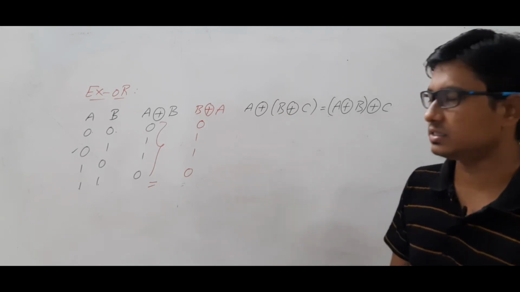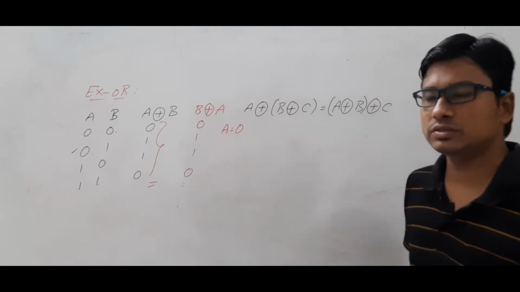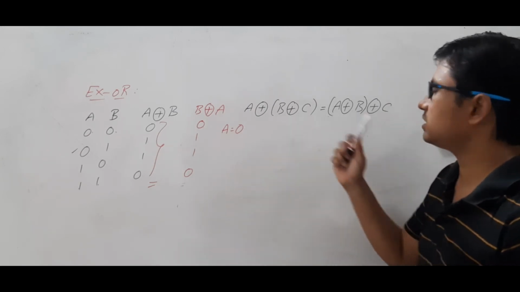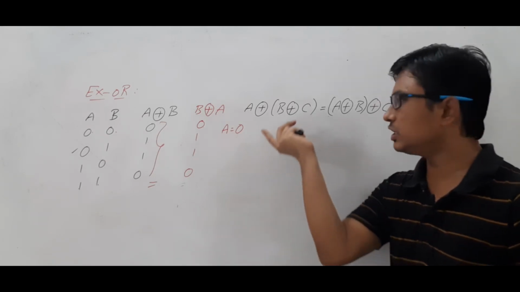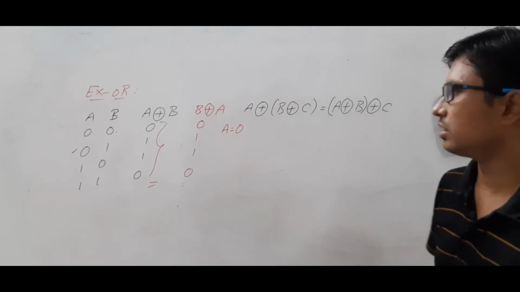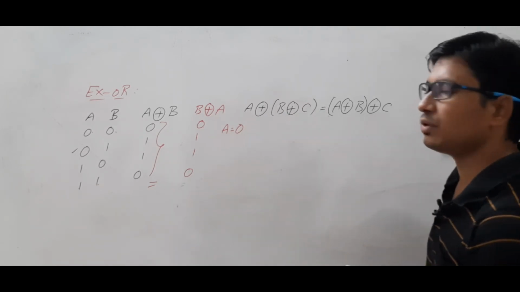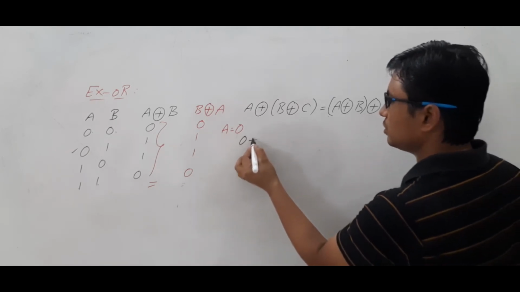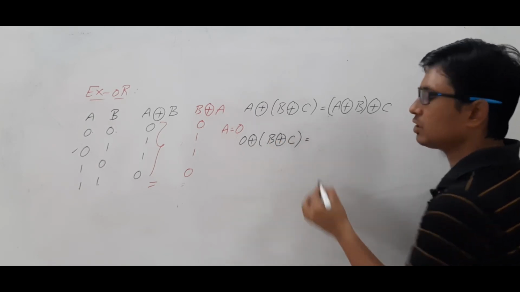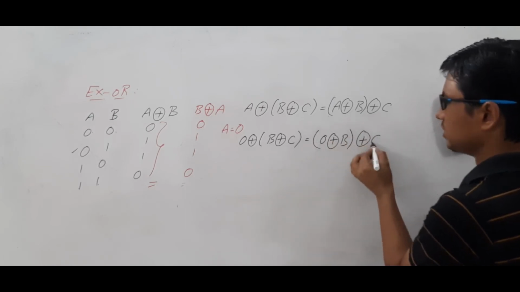Otherwise, what we have done is that we have substituted some value. Let's take that I am substituting A value equal to 0 and I simplify this equation. If I simplify this equation, I can reduce it into two binary variables. Then I can verify whether LHS is equal to RHS or not. So now I will substitute A equal to 0 in the LHS and RHS. Let's see what I will get. I will get 0 exclusive OR B exclusive OR C should be equal to 0 exclusive OR B exclusive OR C. Am I right?